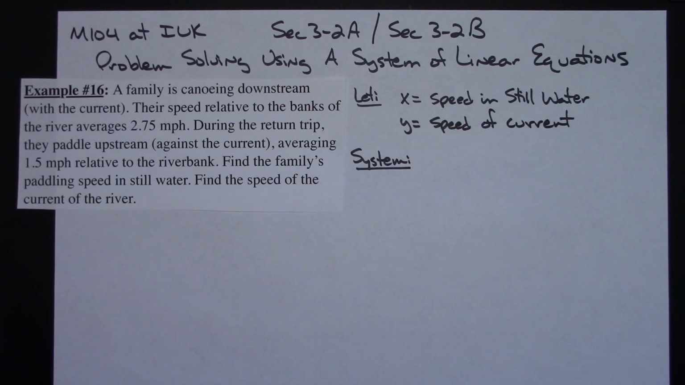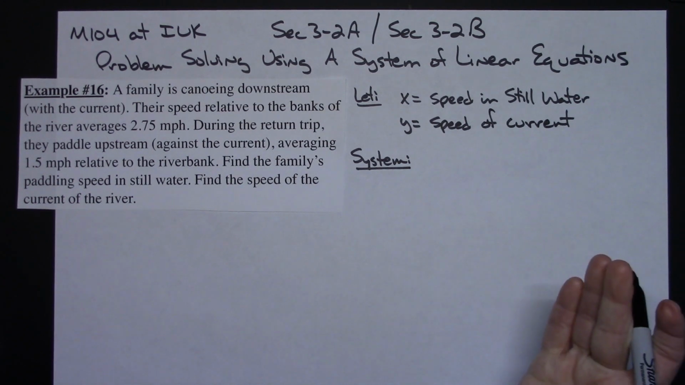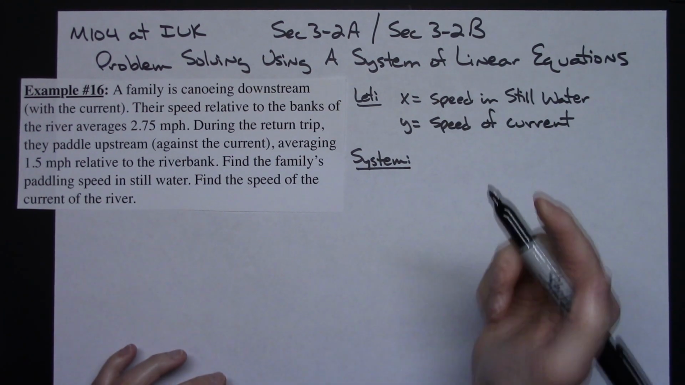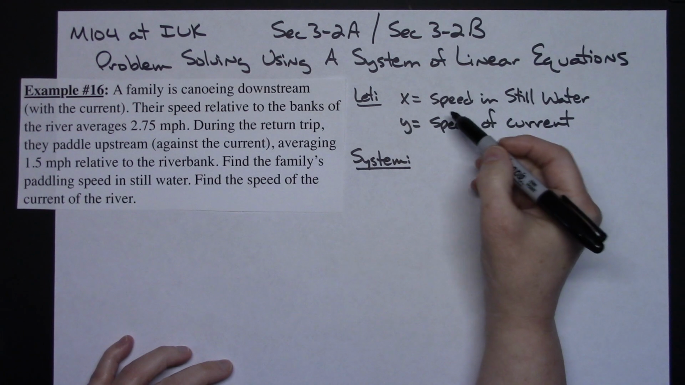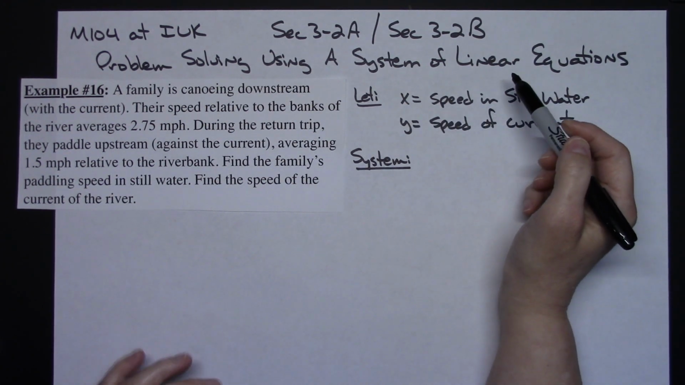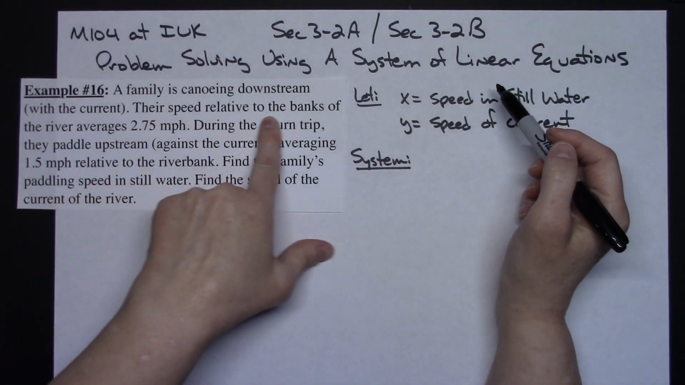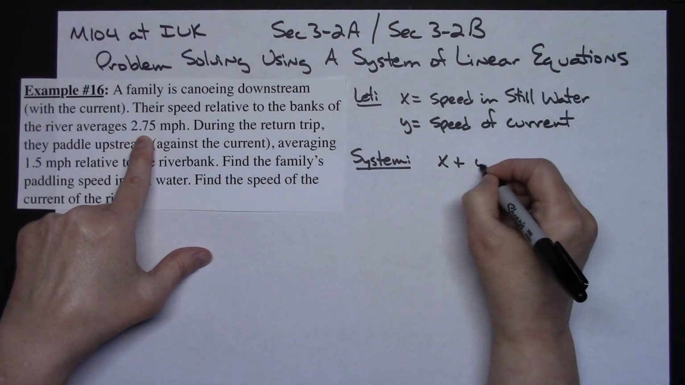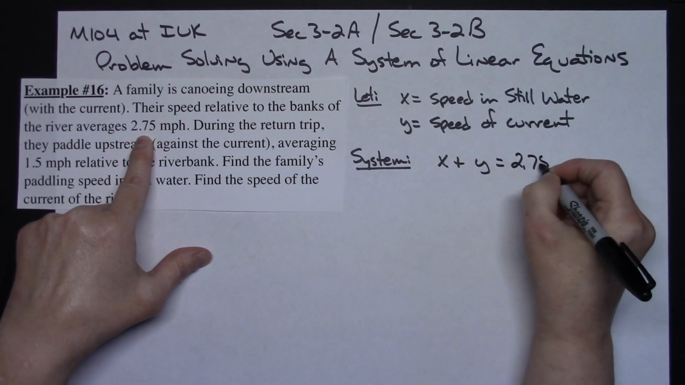Now basically on this one, we've got two scenarios going on here. We're either going with the current or we're going against the current. So that's going to be where my two equations come from. My first one, I want to base it on the speed with the current. If it's with the current, it's going to speed me up. So speed in the still water plus the speed of the current. It's going to speed me up, right? So with the current, we were averaging 2.75 miles per hour. So x plus y is equal to 2.75.